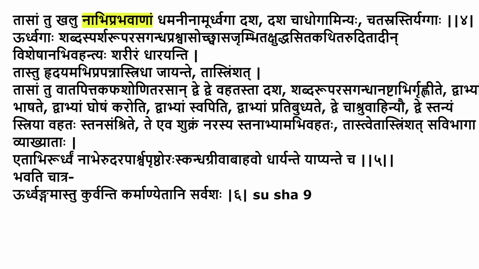Now, there is another issue of controversy or confusion in Sushruta. When you look at the Sharirasthana, there is a description of the Dhamani, and the Dhamanis are mentioned as Tasam Tukalu Nafi Prabhavanam. Now, in Sutrasthana, Dhamanis are supposed to have the Hridaya as the main controlling center, whereas in Sharirasthana it is Nafi Prabhavanam Dhamaninam Urdhvagaha Dashavasha Adoghaminiha Chatasrastiryagaha. The description otherwise is the same. There are 24, of which 12 are directed upwards, 12 are directed downwards, and four are Tiryagaha.